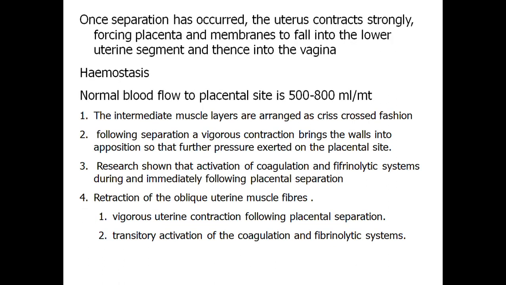Once separation has occurred, the uterus contracts strongly, forcing the placenta and membranes to fall into the lower uterine segment and hence into the vagina. Hemostasis: normal blood flow to the placental site at the time of delivery is almost 500 to 800 ml per minute. The intermediate muscle layers are arranged in a criss-cross fashion. Following separation, vigorous contraction brings the walls into position so that further pressure is exerted on the placental site.